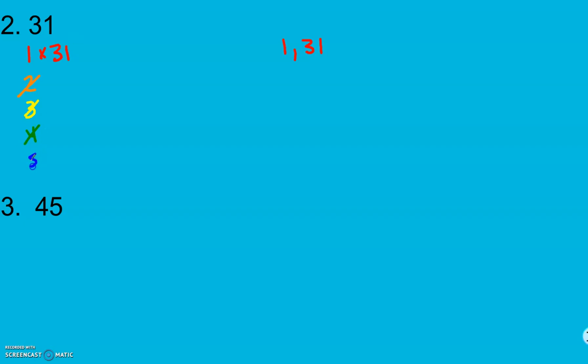31 divided by 5 gives me a decimal. 31 divided by 6 gives me a decimal. But my decimal there is 5 point something. So since we already did 5s, that's all the further we need to check. There are no other factors. So my only factors here are going to be 1 and 31.